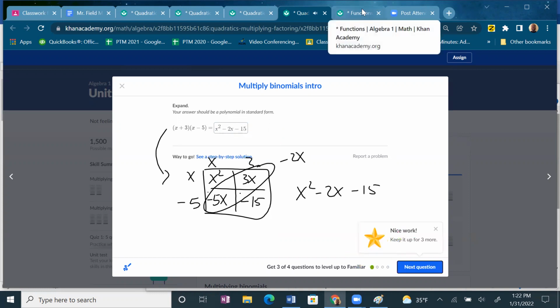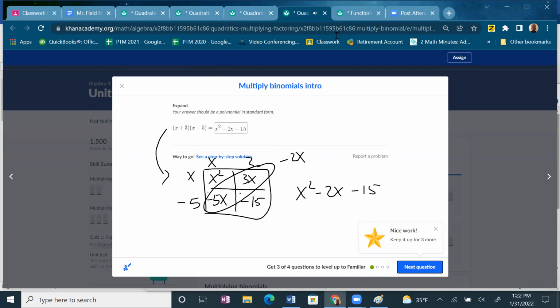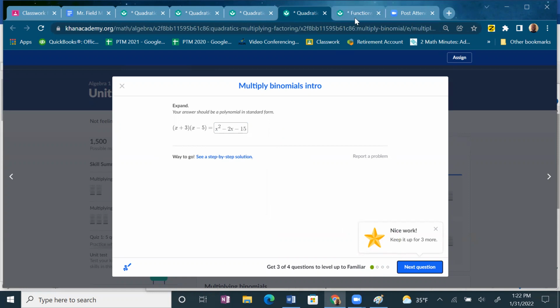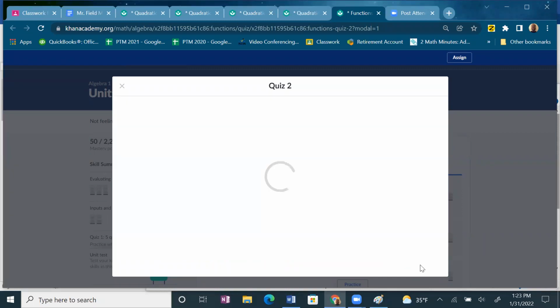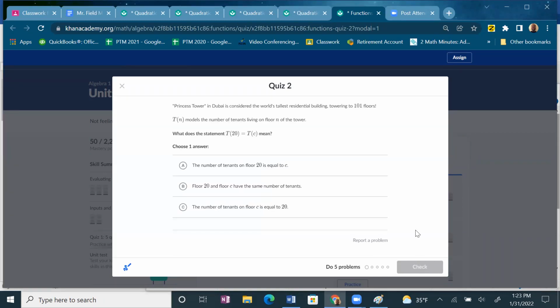All right. So that's the multiplying binomials and polynomials, and a little bit of adding and subtracting. And now we're going to do a review of functions. Try this quiz and then watch the answers that I'm about to do afterwards. 5 questions. All right, here we go.